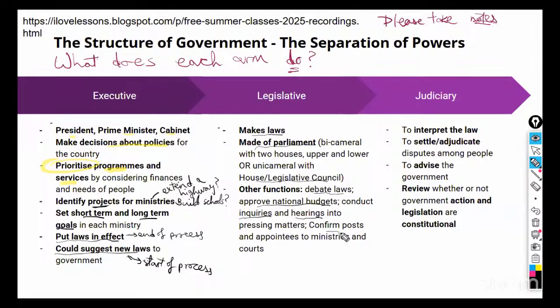They confirm posts and appointees to ministries and courts, right? So this is the example of the teacher. Yes, this person can be hired by the school. Yes, you could have an additional math teacher because your school has grown in number, right?